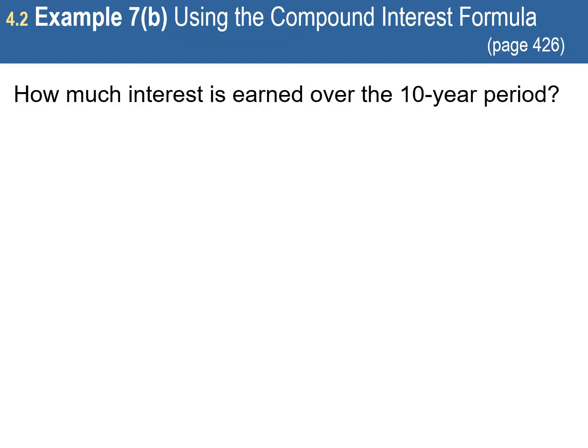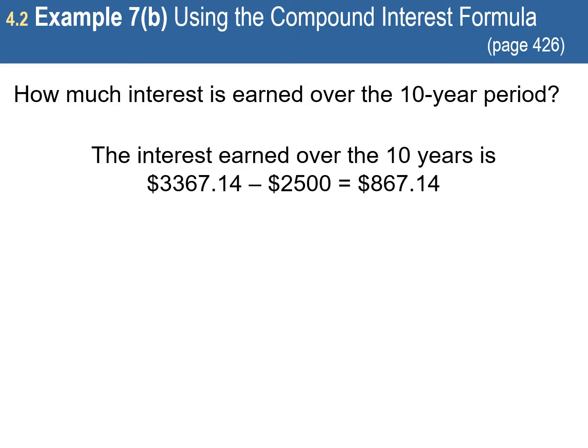How much interest is earned over the 10-year period? Well, the interest earned is the amount you started with, subtracted from the amount you have in the account. So that's $867.14.